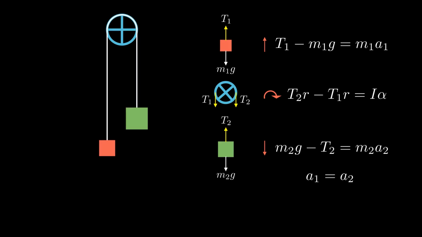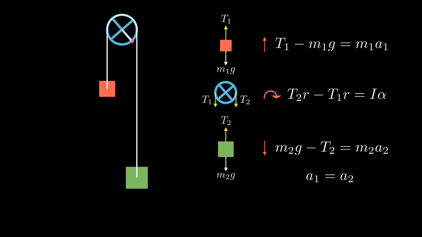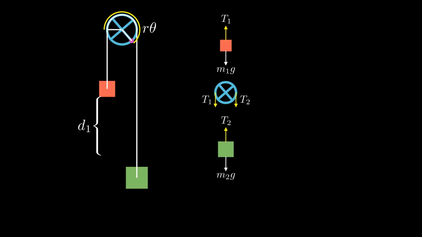We can also notice that when the pulley rotates by an angle theta, the amount of rope wrapped around the pulley is r theta. This is shown in yellow. And this should equal the amount of rope that moves upwards. Therefore, the distance d1 is equal to r theta. When we take the first derivative, we get d1 prime is equal to r theta prime, and the second derivative gives us d1 double prime is equal to r theta double prime, which means the acceleration a1 is equal to r alpha. We now have 5 equations and 5 unknowns.